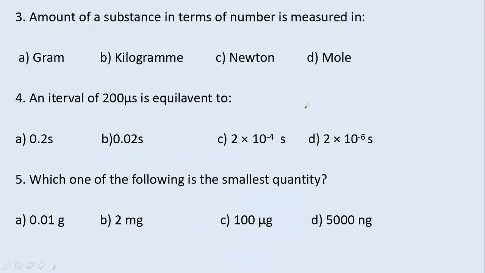Amount of substance in terms of number is measured in gram, kilogram, Newton, mole. It is mole. An interval of 200 microseconds is equivalent to 2 times 10 to the power minus 4. Option C is the right option. Which one of the following quantities is the smallest? We did this one; this is the smallest.